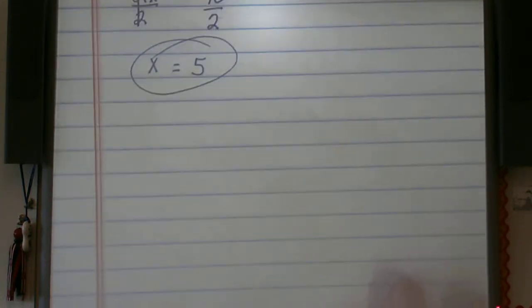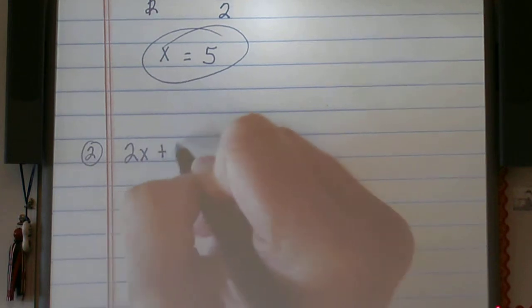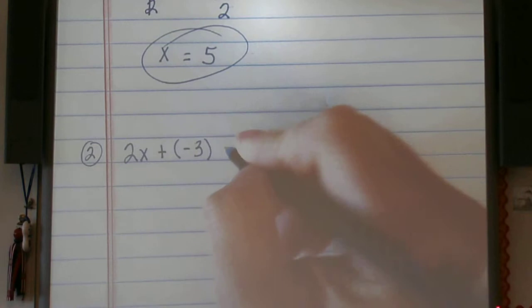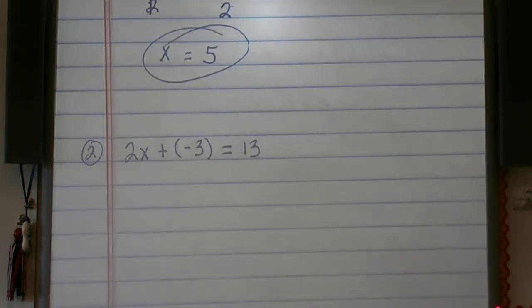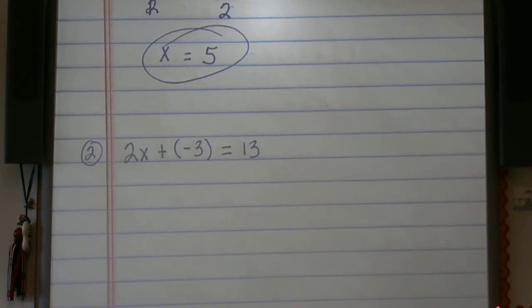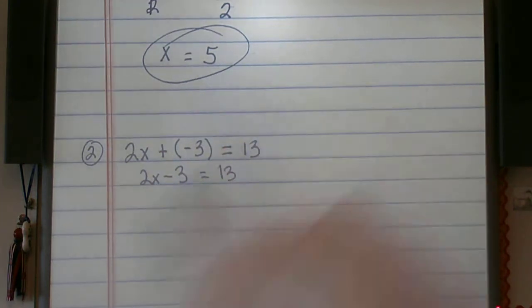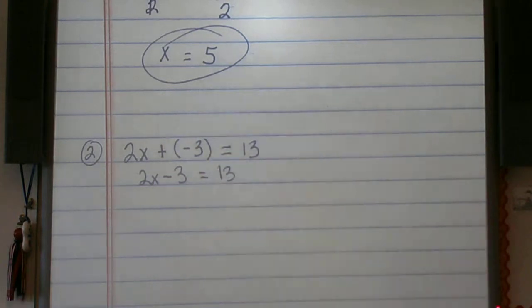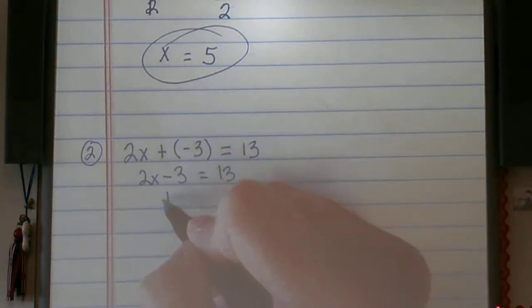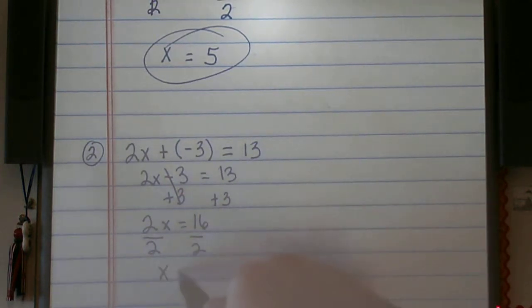All right, let's work with some negatives. If I have 2x plus a negative 3 equals 13, we have to remember that we can rewrite this just to show 2x minus 3 equals 13, because that's what we have here. Remember, when we have plus a negative, we are subtracting. So that tells us that when we go to do our inverse operation, we need to add 3 to both sides. For 2x equals 16, then we divide both sides by 2, x is equal to 8.